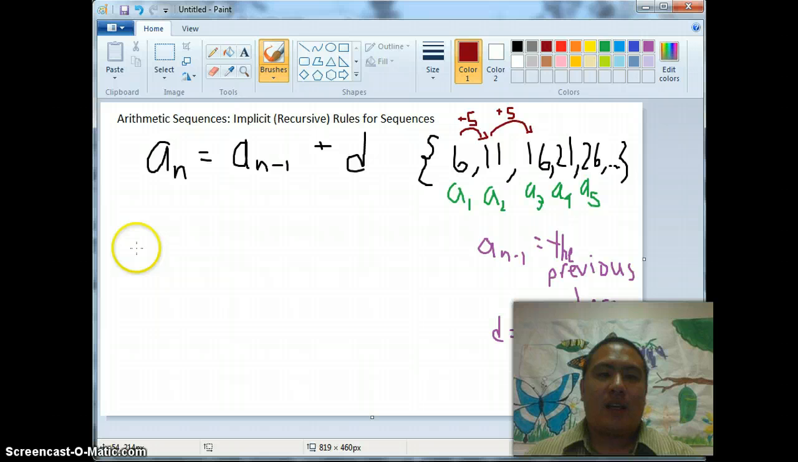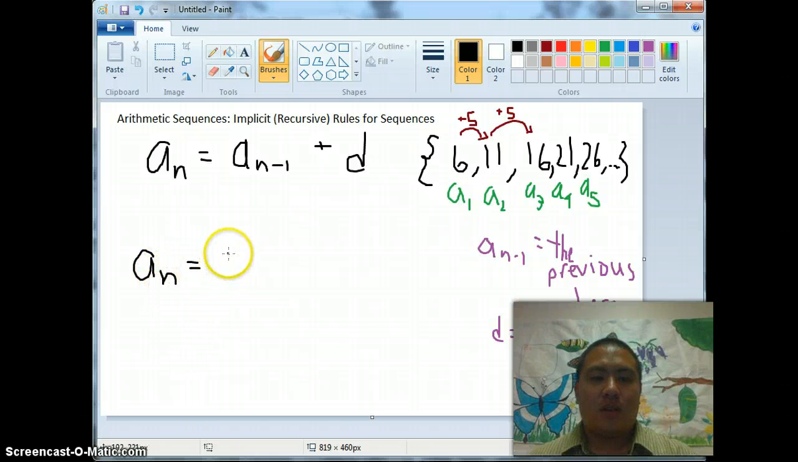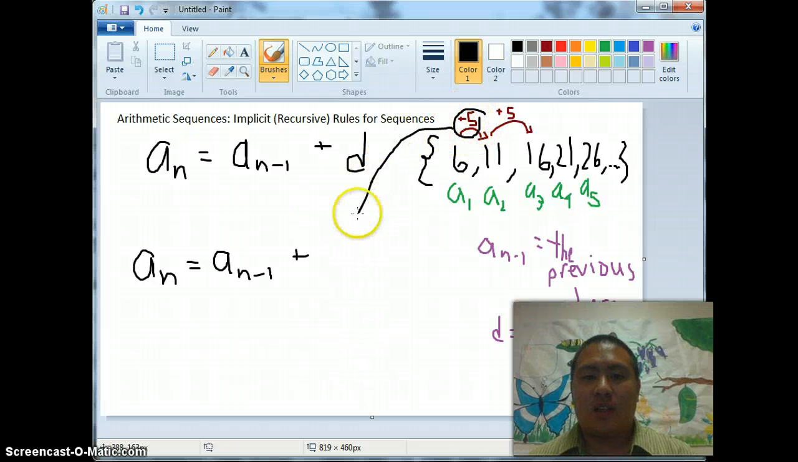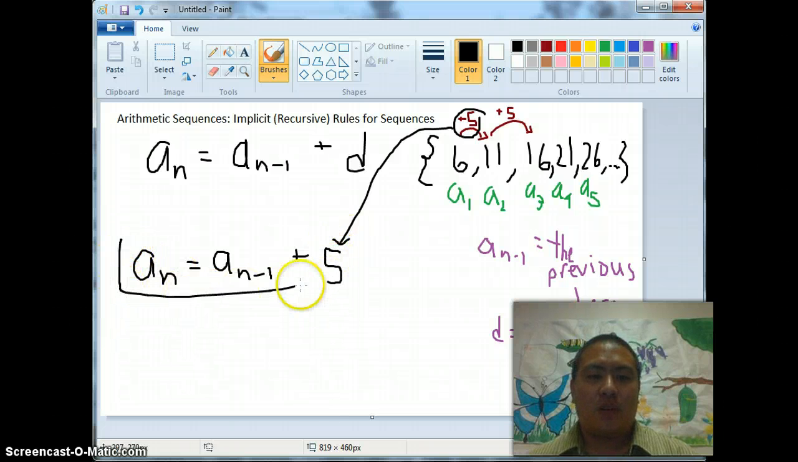So in this case, all I need to do is just write a sub n is equal to a sub n minus 1 plus, and the only thing I need to change and the only thing I need to know is the constant difference. And I know right there that it's 5. So all I do is I take this 5 and I just put it right here. And now I have a rule for that sequence.